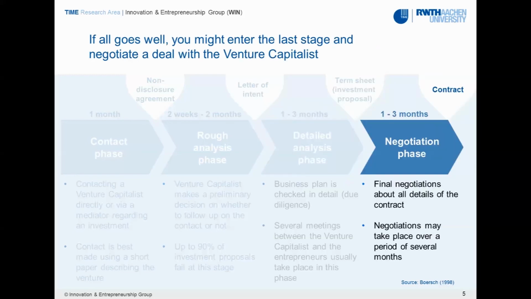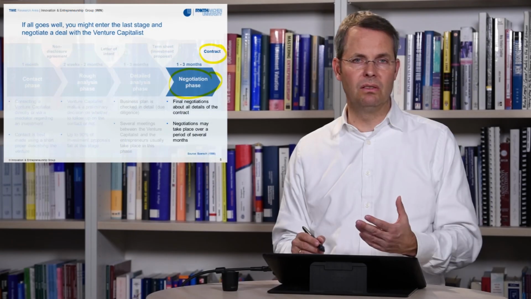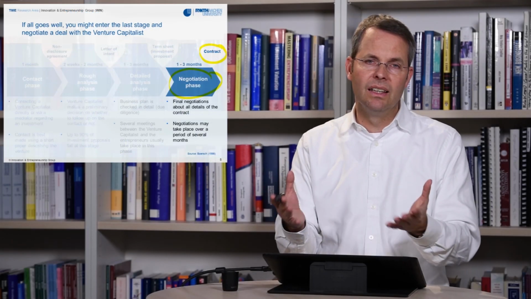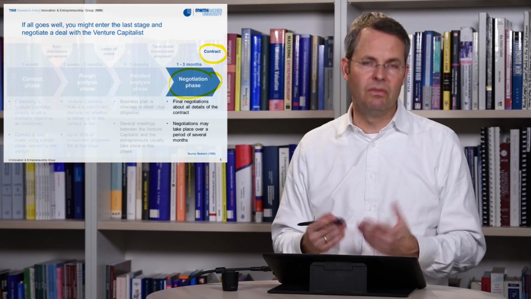It's also worth going into the negotiations with the VC, which can take some time, even a longer time, where you do the final negotiations about the deal and all contractual details. And ideally, at the very end, both of you, the entrepreneur and the VC, or more than one VC, sign the investment contract.